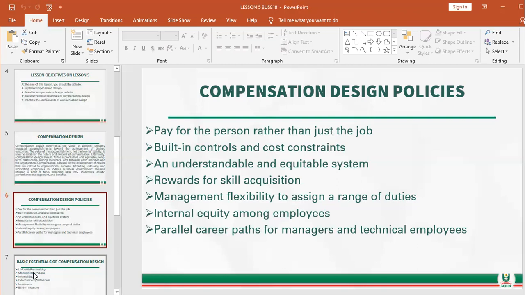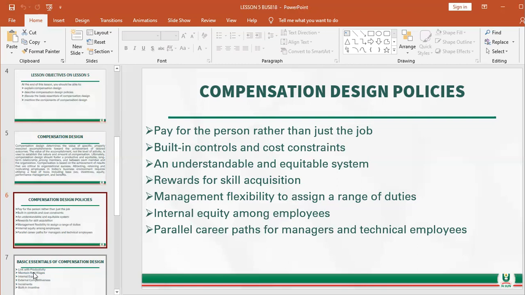Okay, this is not what I'm entitled to. So once you understand what accrues to you when you get to a specific grade, and when they design such a compensation package and people can know what they are entitled to at a certain level, it's also a good way of doing things. So that's the third policy. And the fourth one is rewards for skill acquisition.